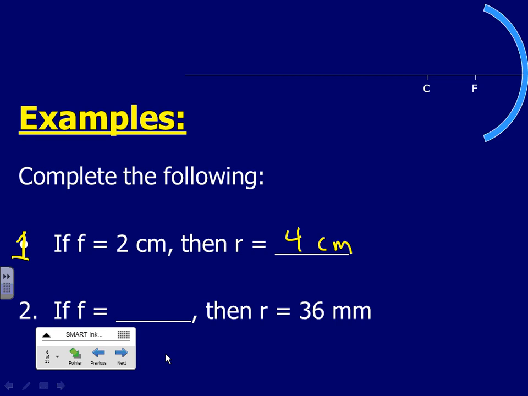Now we're going to turn things around here. If the R is 36 centimeters, what's the F? 18 centimeters. I'm not going to do any more examples of this. Are we okay with that? All right, excellent. So that's the one thing I wanted you to discover from yesterday's experiment.